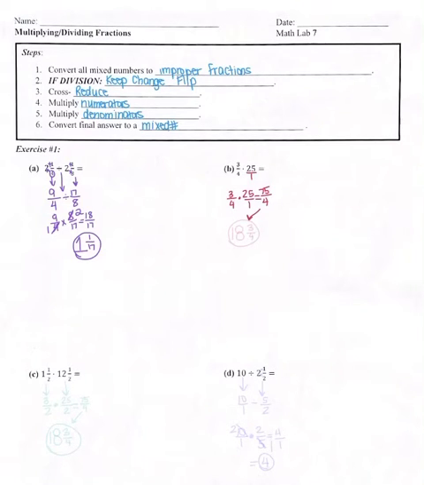Now we need to convert this to a mixed number. 4 goes into 75 18 times. 3 is left over. If you can't do this in your head, you can also do long division.